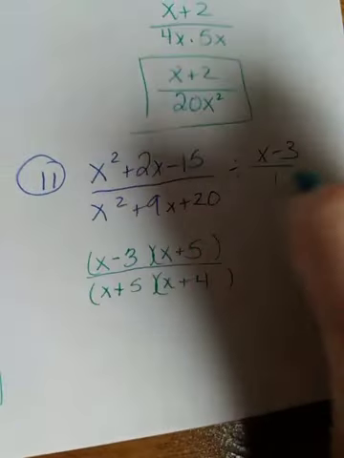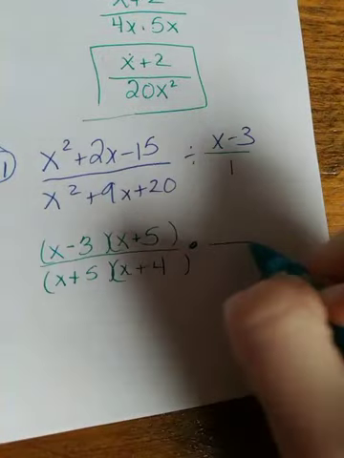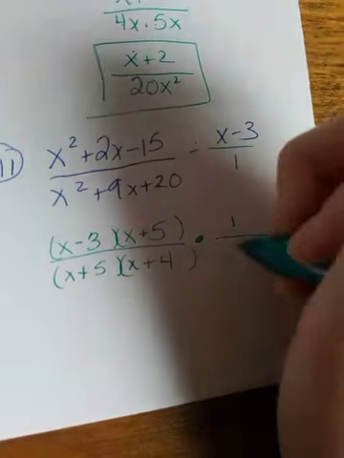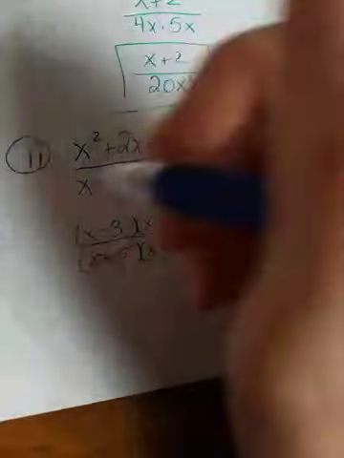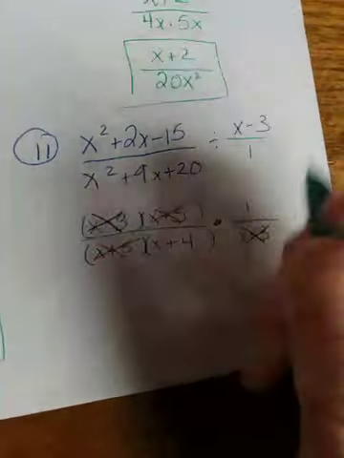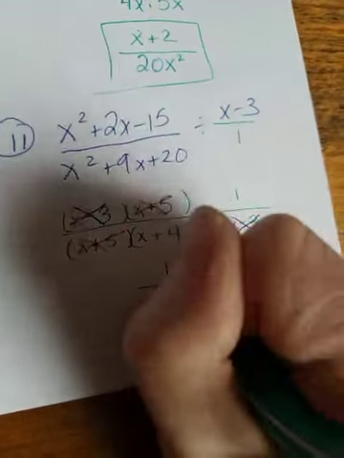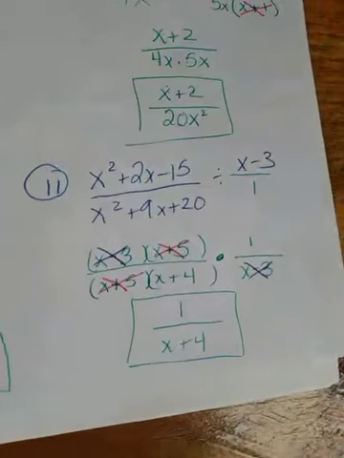And then again, I'm going to write that over 1 to really hit home that when I multiply by the reciprocal, the 1 goes in the numerator, the x minus 3 goes in the denominator. So the x plus 5s, 1 on top, 1 on bottom. You got an x minus 3 and an x minus 3. So all you're left with in your numerator is 1, and in your denominator is x plus 4. And that is it.